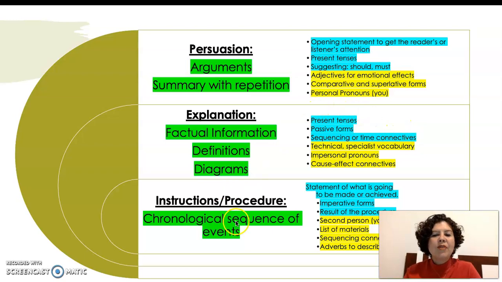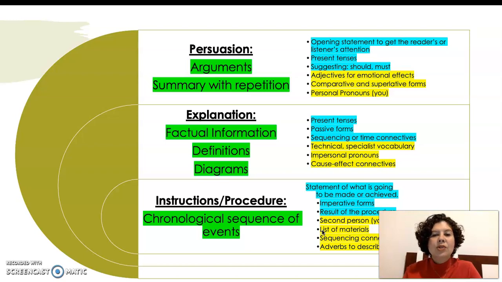Okay, and we have another kind of text that is an instruction text, which contains a chronological sequence of events. These are the sentences that we find, and this is the vocabulary that we find. A list of materials, a sequencing connective, etc.